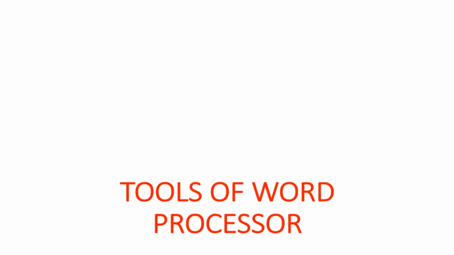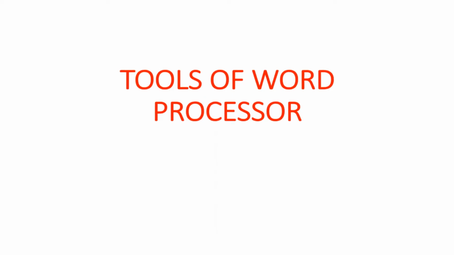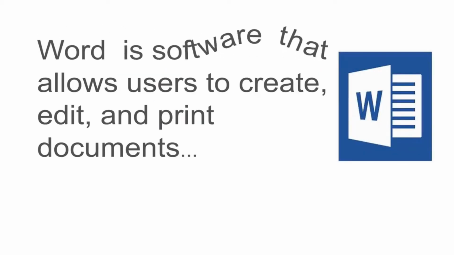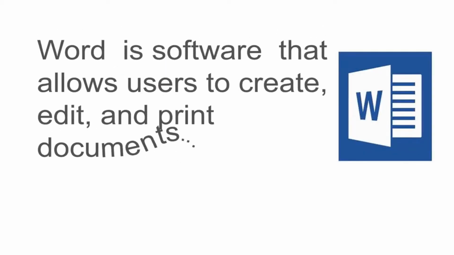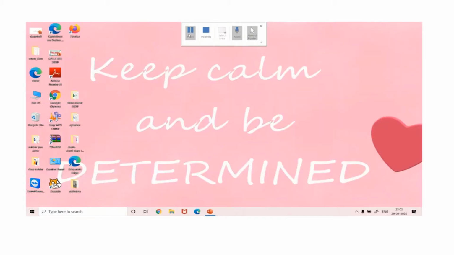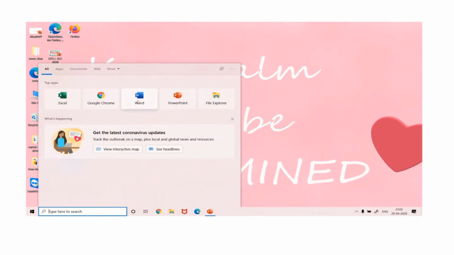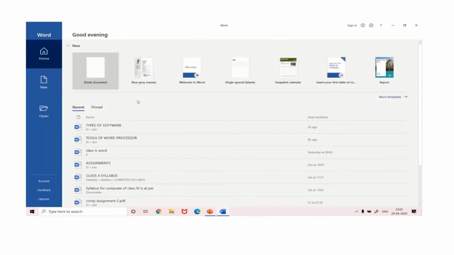Children, we are going to start the new chapter, Tools of Word Processor. Page number is 24. Word is a software that allows user to create, edit and print documents. To start MS Word, click on the Start button, click Word, click on the blank document.